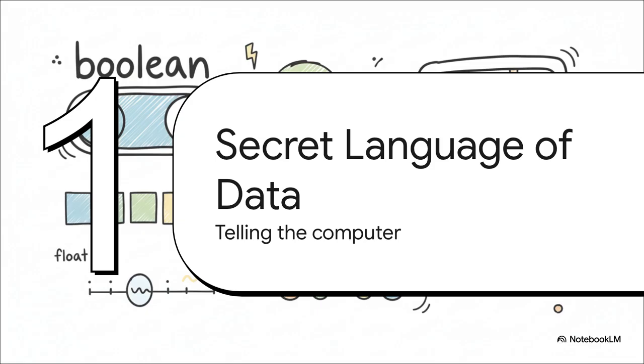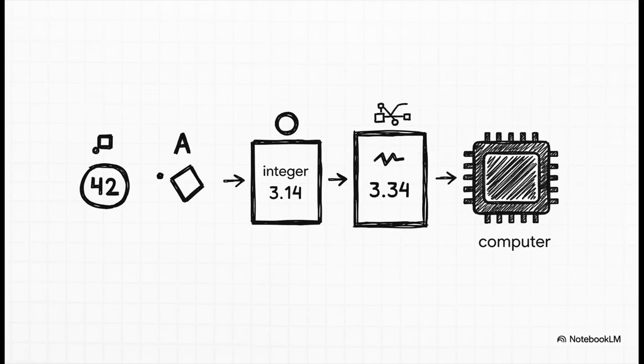This is how we give our data context. It's how we tell the machine not just what the value is, but what kind of value it is. And this is the absolute key. Before a computer can do anything with a piece of information, it has to know what it's dealing with. Is it a whole number, a number with a decimal point, a single letter? This single instruction, the data type, tells the computer exactly how much memory to set aside and what kind of operations it's even allowed to do.